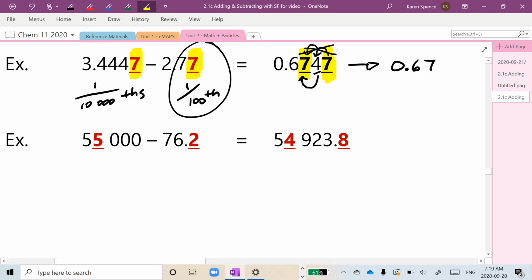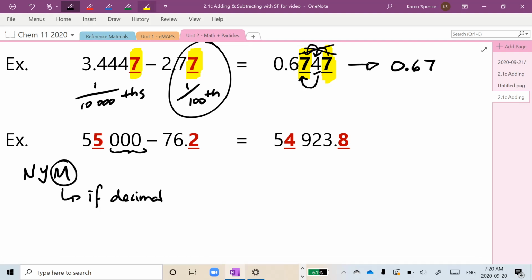Here we go. We have 55,000. There is no decimal place, so remember, no, yes, maybe. So these are zeros on the right, so maybe they are certain, maybe they're not, and they are certain if there is a decimal. Oh, but there is no decimal there. So those are not certain digits, or those are not significant figures. So my significant figures are the 5 and the 5, so my uncertain digit is the second 5.